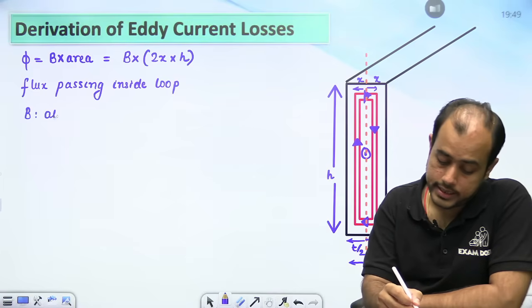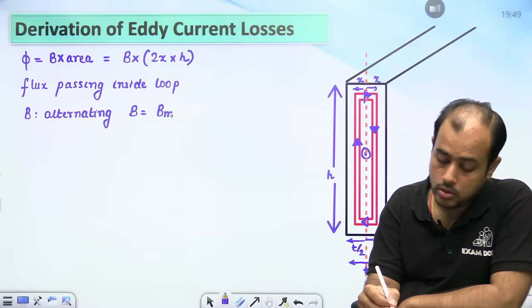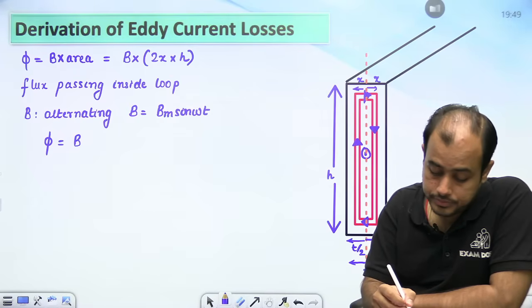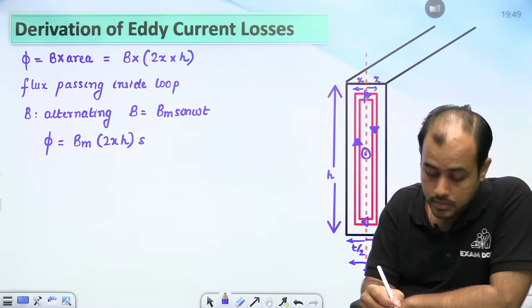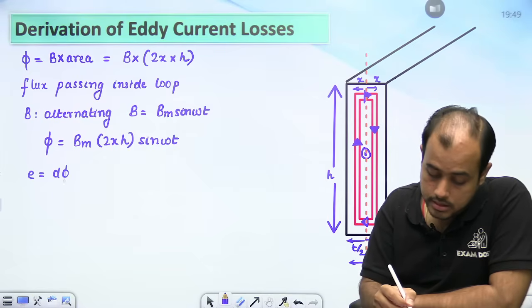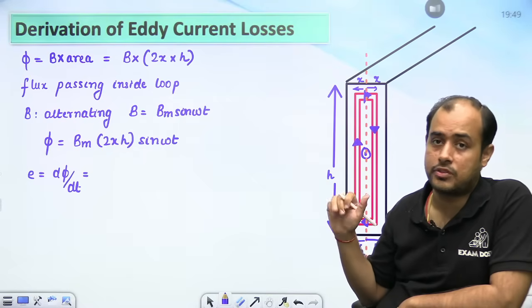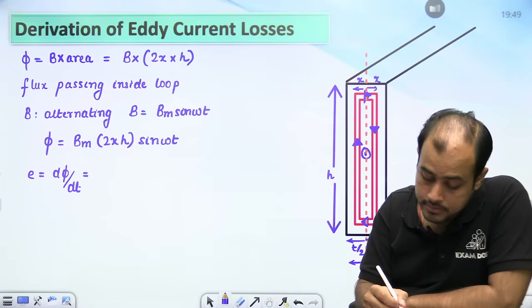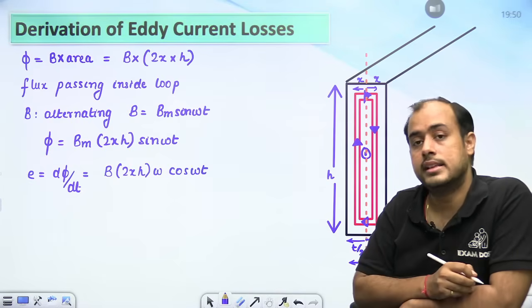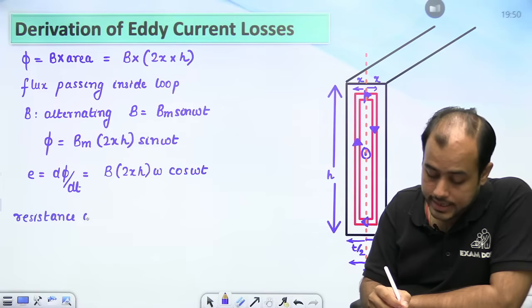Now B is alternating. So I will take B as Bm sin omega t. Okay, flux density is Bm sin omega t. So this is my flux. Flux varies with time. Now there is no concept of number of turns, I am talking about the core, not the winding. मैं कोर की बात कर रहा हूं, वाइंडिंग की नहीं। तो नंबर ऑफ टर्न्स की तो बात ही नहीं होगी। The EMF induced is proportional to ω cos ωt. Now to find the loss, I need the resistance.